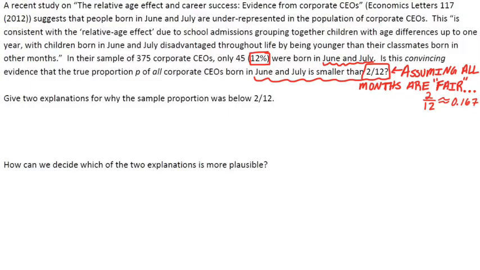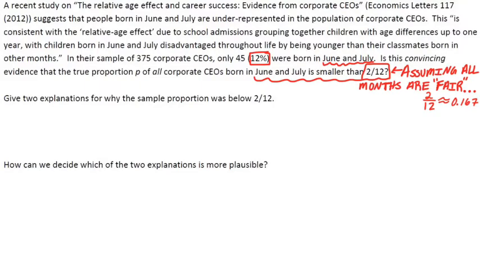So the question is, is that sample proportion 12% low enough, right, to say that things aren't fair? If things were truly fair, we'd see something about 0.167. Our sample proportion was only 12%. So is that strong enough to say things aren't fair? All right, so a common question you'll see, let's give the two explanations for why we might have got a sample proportion that was below 2 out of 12, right? Our sample proportion was 45 out of 375.